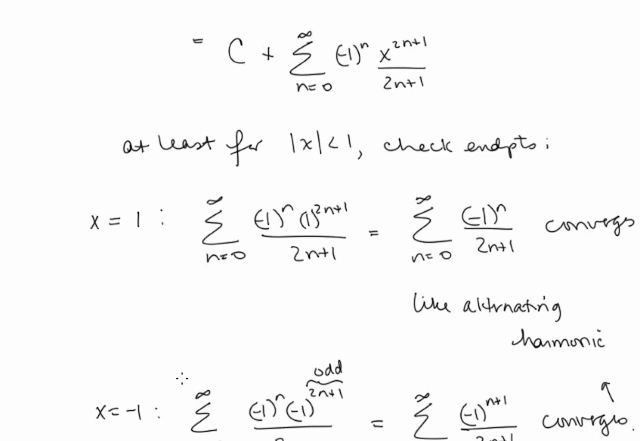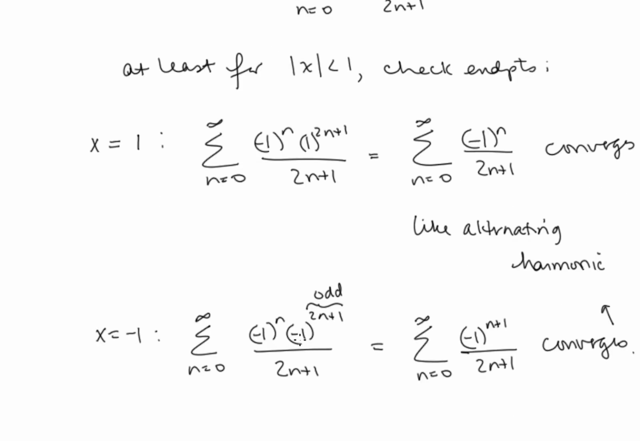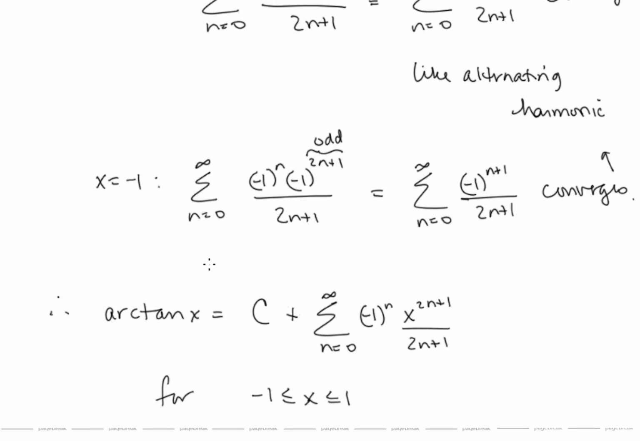And when x is equal to negative 1, notice we get negative 1 to the 2n plus 1. Well, the power 2n plus 1 is always odd. So negative 1 to the 2n plus 1 is always just going to be negative 1, which means our numerator in total is going to be negative 1 to the n plus 1. And then we have a denominator still of 2n plus 1. So again, this is similar to the alternating harmonic series, which is going to converge. So we want to include now x equals negative 1 and x equals 1 in our interval of convergence.